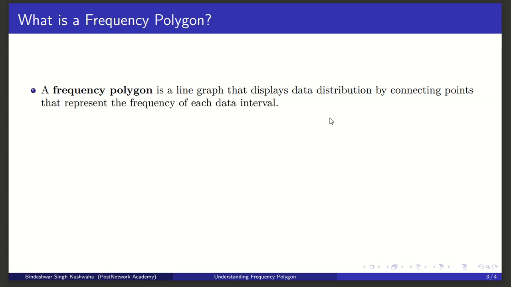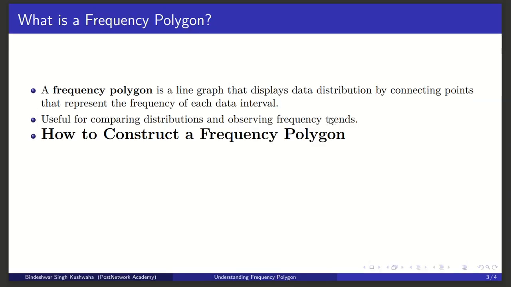A frequency polygon is a line graph that displays data distributions by connecting points that represent the frequency of each data interval. It is useful for comparing distributions and observing frequency trends.